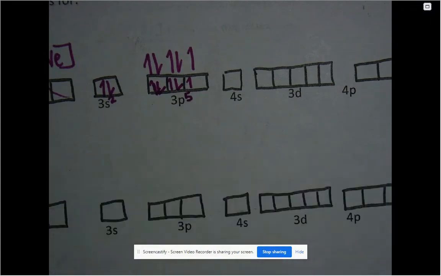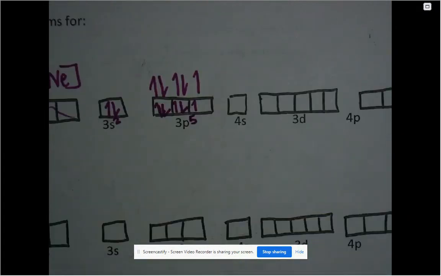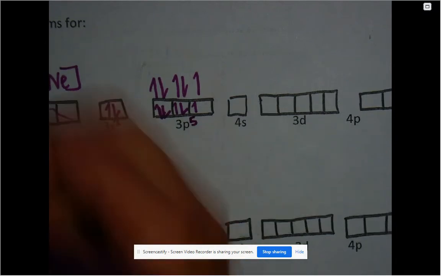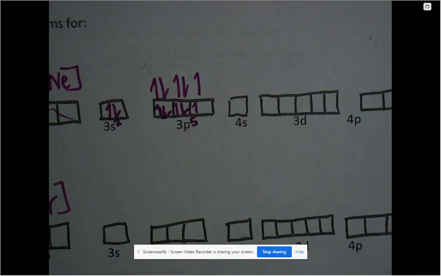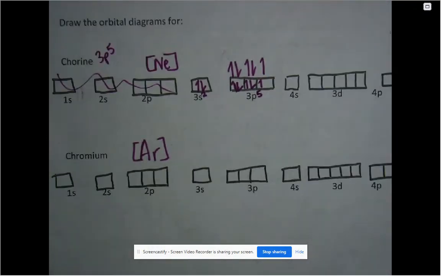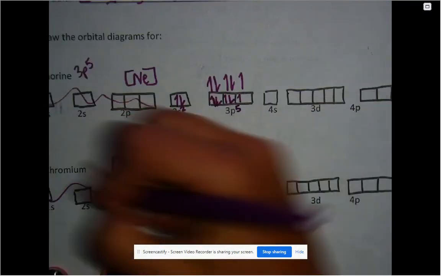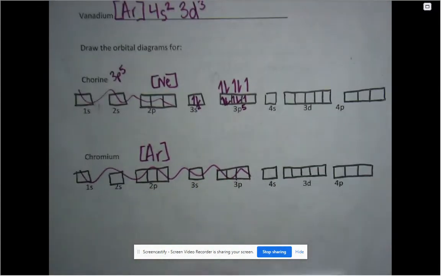Okay. All right. Chromium. So for chromium, I said that that's where things kind of get a little interesting, because it's the halfway point, or it's right before the halfway point. So what we're going to do is we're going to also do noble gas for this one. I hope that's okay. We're going to jump back one. We're going to use argon in brackets, which will get us to, what does argon get us to? 3p6. Good. Okay, so 3p6. We've got all the way through it, and then we're going to continue on.